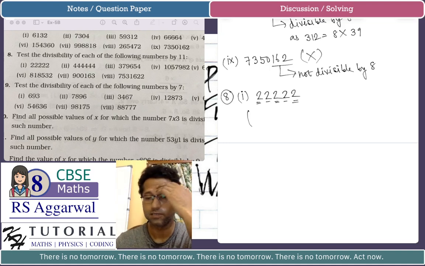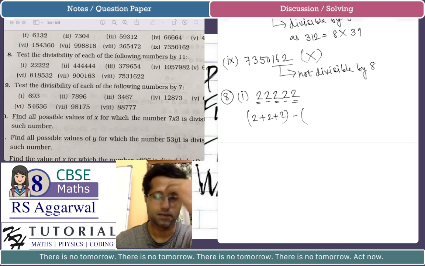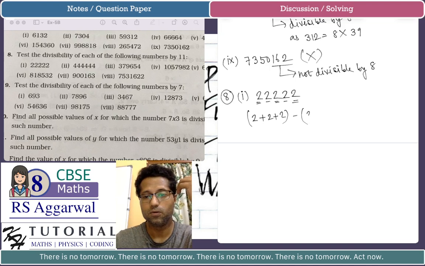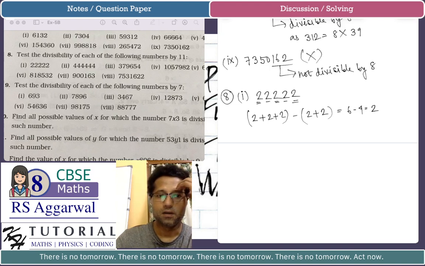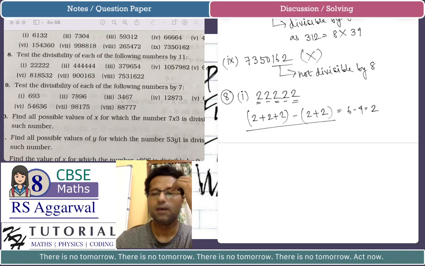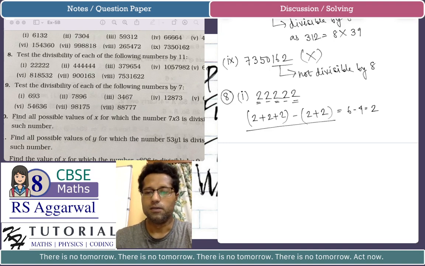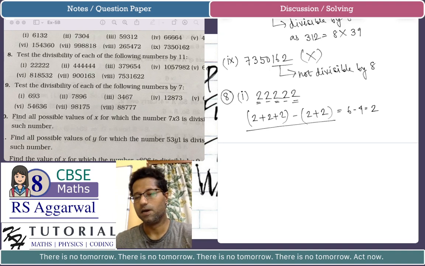The sum of the digits in the odd places is, since all the digits are 2, 2 plus 2 plus 2, and minus the sum of the digits at the even places, which is 2 plus 2. This is equal to 6 minus 4. This is equal to 2. Now this difference has to be either 0 or divisible by 11. Then only we can say the number is divisible by 11.